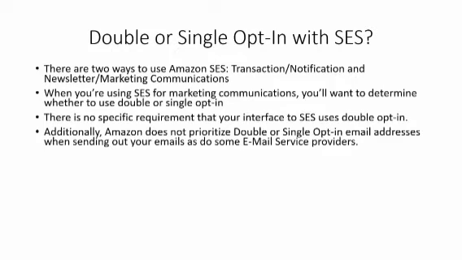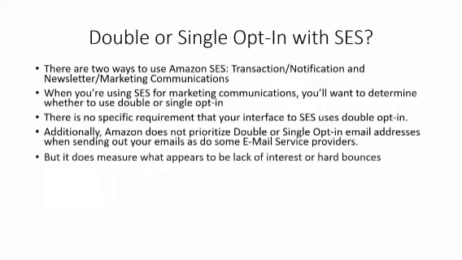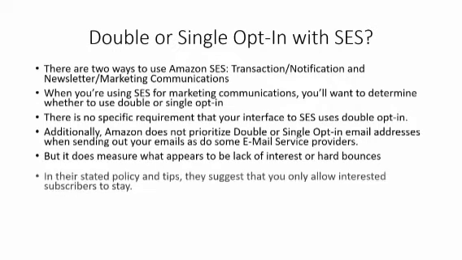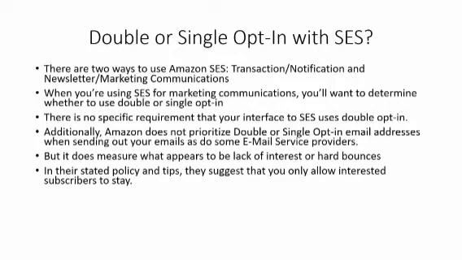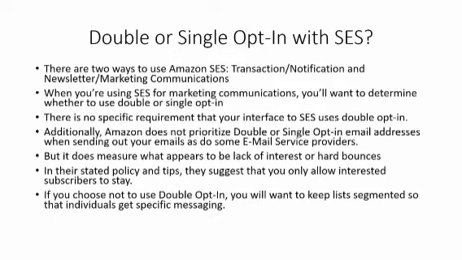Additionally, Amazon does not prioritize double or single opt-in email addresses when sending out your emails, as do some email service providers. Now, it does measure what appears to be a lack of interest through the form of hard bounces. It's their stated policy and tips that they suggest you only allow interested subscribers to stay, and that would indicate that you are using double opt-in, because they've gone through the second level of trying to get into your email marketing list. Now, if you choose not to use double opt-in, you will want to keep your list segmented so the individuals get specific messaging relating to the reason that they actually opted in.